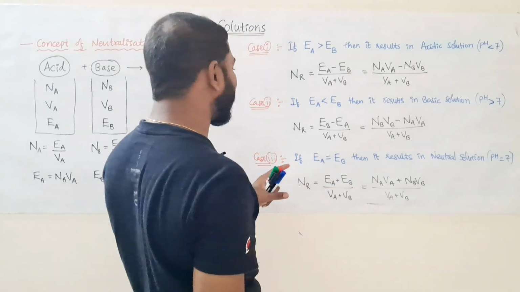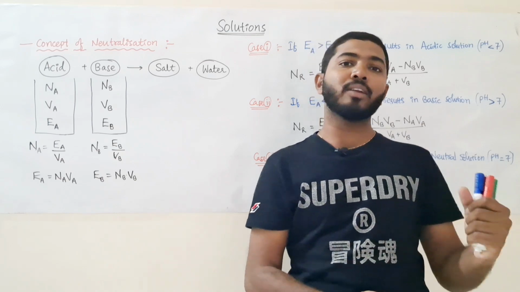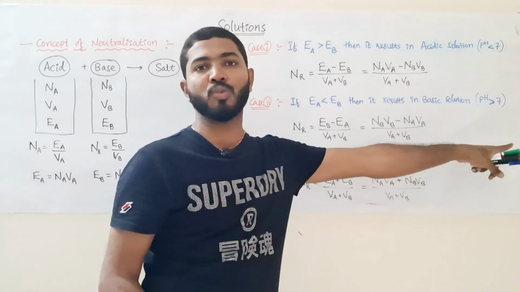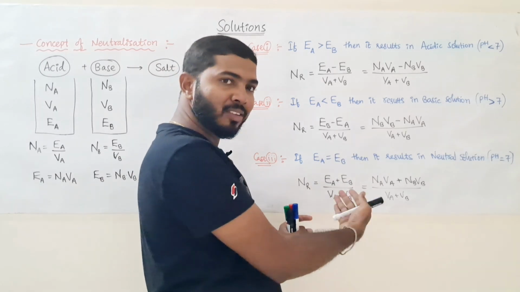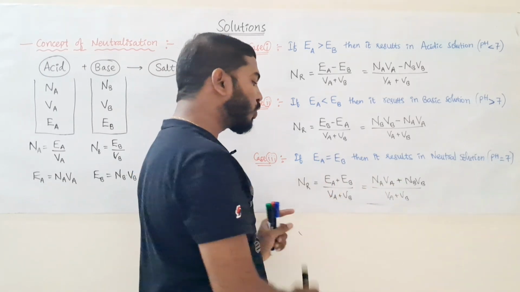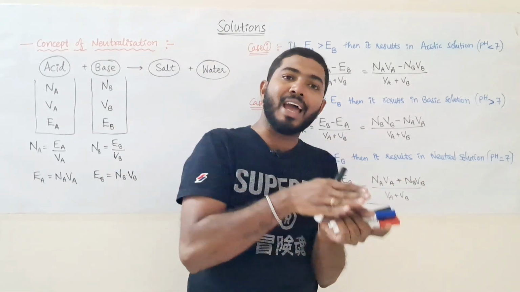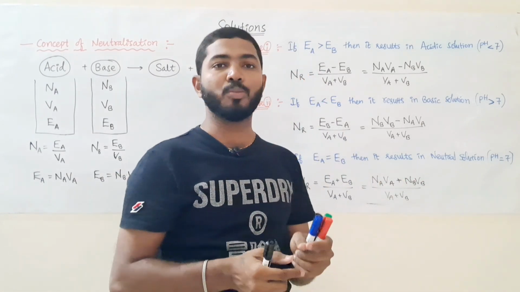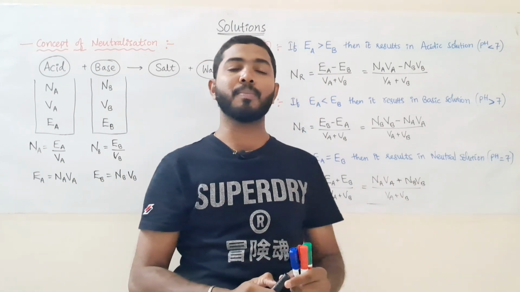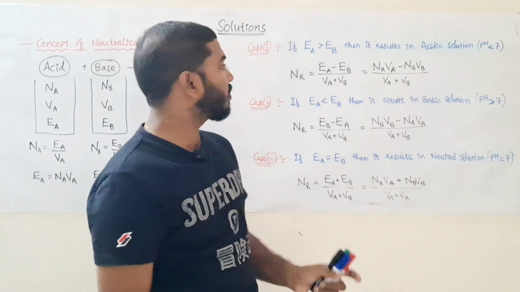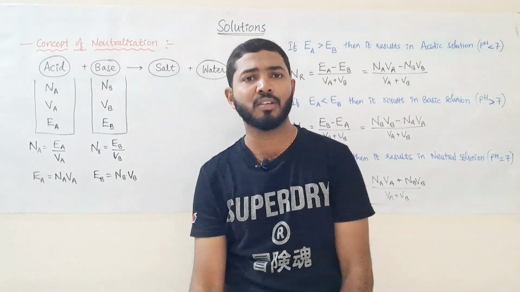And then next, the last one, if we get equivalence of acid and equivalence of base are equal, then we are going to get a neutral solution whose pH is going to be equal to 7. And then for such type, where acid and base equivalence are same, we need to apply Ea plus Eb by Va plus Vb, which is nothing but equivalence of acid plus equivalence of base by total volume of acid and base, which can be written as NaVa plus NbVb by Va plus Vb. So this is all about the normality. So I have taken all the possible cases.